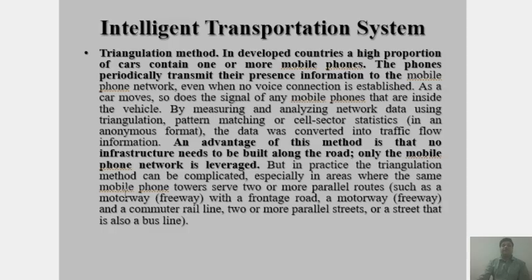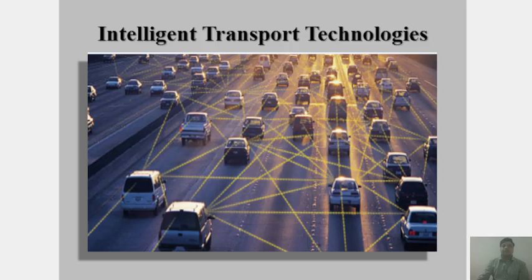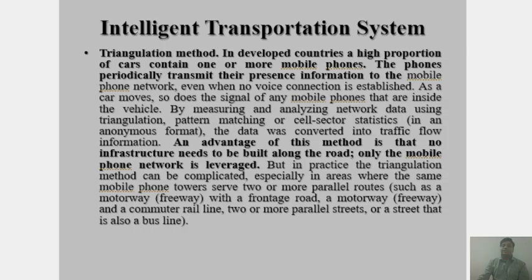By measuring this triangulation, we are able to convert that data into traffic flow information. If we get the data of this triangulation method, we are able to find out the flow of the traffic, flow in the sense of the number of vehicles plying on that road. This method is very advantageous, because it doesn't need anything to be built along the road, so only the mobile network is leveraged. We are not focusing on the infrastructure, only on the mobile phone networks, where a triangulation is established from one vehicle to another, from which we are able to collect data like traffic flow data.